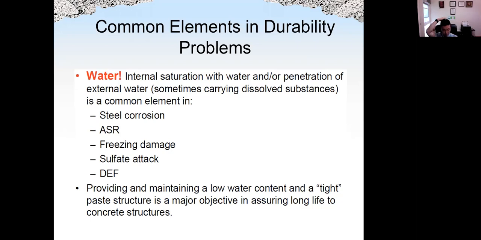So providing and maintaining a low water content by, for example, reducing the water cement ratio. So that is trying to limit the amount of internal water. Or we can make a tight concrete, which means we reduce the permeability of concrete. If we reduce the permeability of concrete, we can prevent the external water from getting inside and doing the damage.